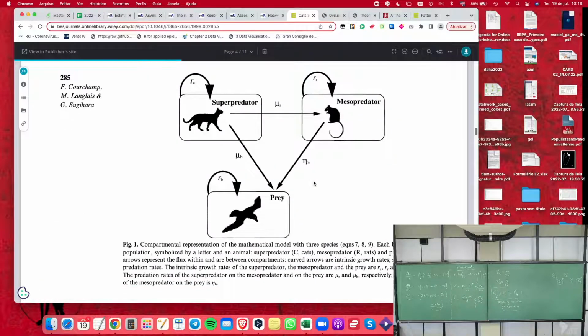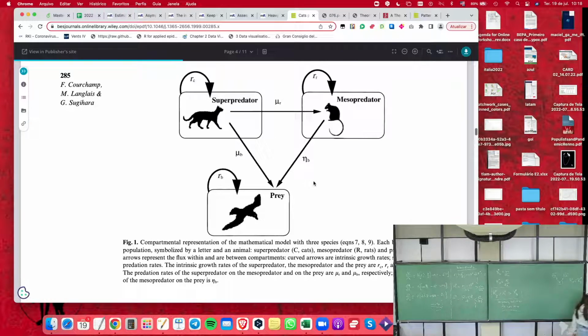Okay, so that's like that. So what you have is you have the cat, you have what they call the mesopredator, right? And you have the prey. Both feed on this, and this one feeds on that. That's the intraguild predation thing.